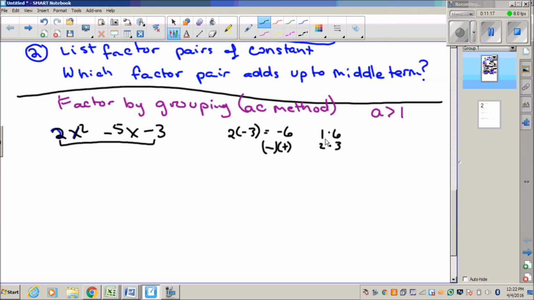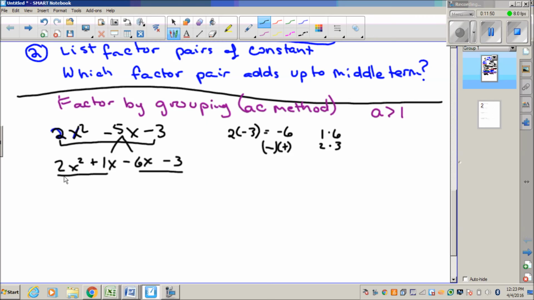So it's got to be 1 and 6, because here I'm now going to rewrite this, and I'm going to use positive 1x and -6x. And when I add those together, it's going to give me a -5x. So I just expand my middle term, and I just bring everything else down. I copy down the rest of my polynomial. Okay, now I'm going to factor by grouping. I'm going to look at them 2 at a time. I'm going to look at the first 2 terms, and I'm going to look at the second 2 terms.